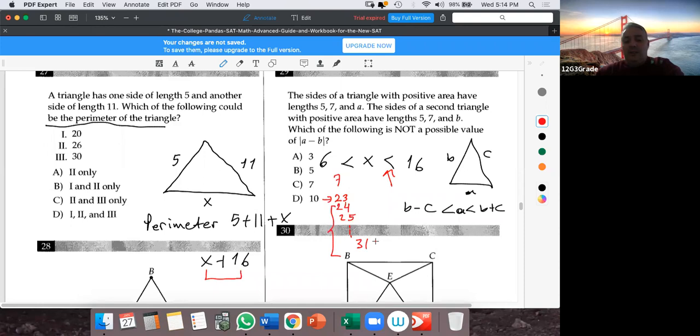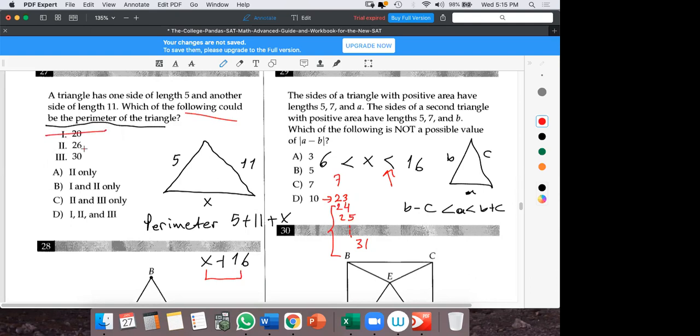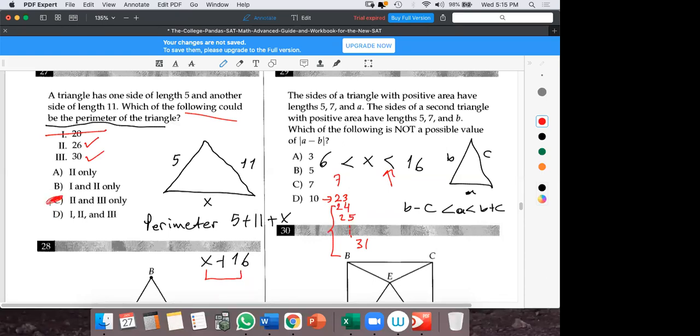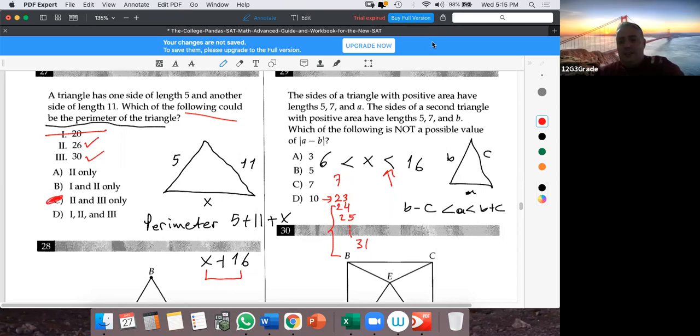So let us check the alternatives. What could be the perimeter? 20? No. 26? Yes. 30? Yes. So the answer is, where is 2 and 3 together? Where do we have 2 and 3 together? C. Here. Easy question. Is this clear or not? There is something in the chat box. Ömer says why? Ömer, for which one, why?